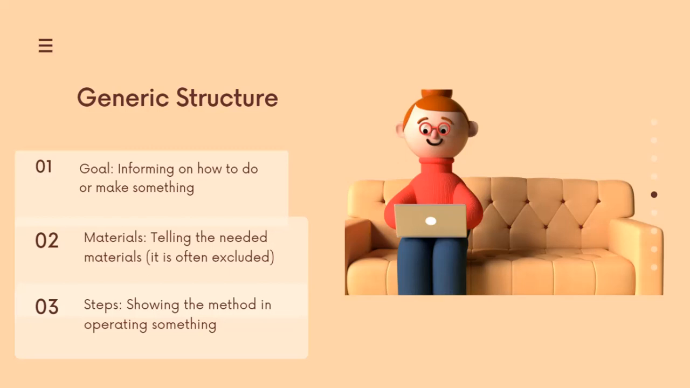Oke, berbicara tentang struktur teksnya ada tiga, yaitu goal, berisikan informasi bagaimana untuk melakukan atau membuat sesuatu. Kemudian materials, yaitu bahan-bahan yang diperlukan, tetapi tidak semua teks prosedur memerlukan bahan. Kemudian steps atau langkah menunjukkan metode atau cara bagaimana sesuatu itu dilakukan.